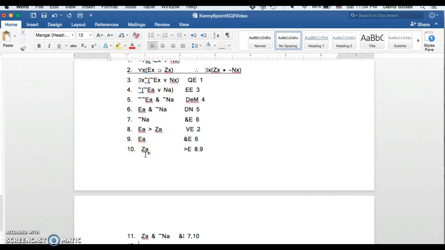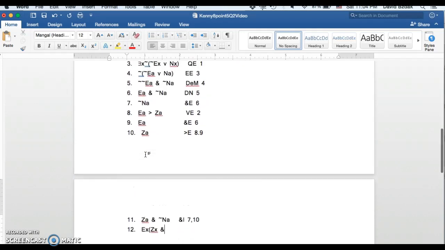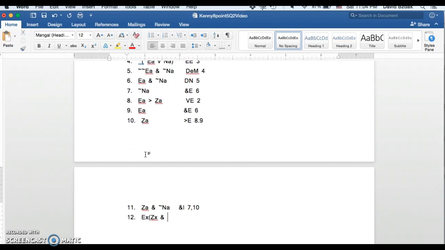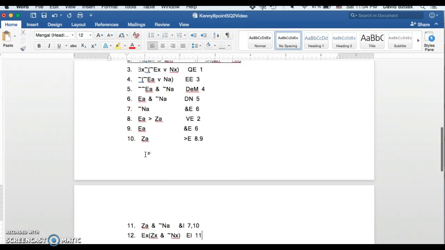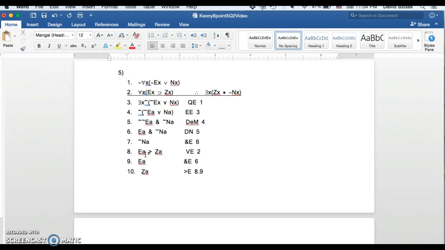And then our last step can be our conclusion ZX and not NX by existential introduction of 11. So again, we did the quantifier exchange first and the existential elimination.